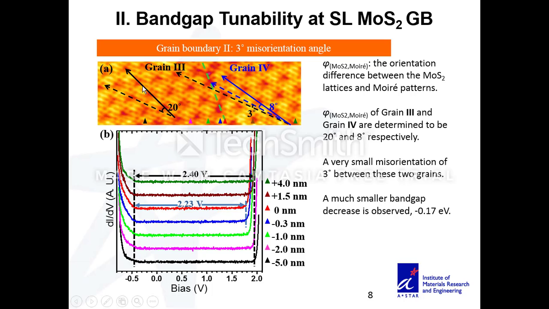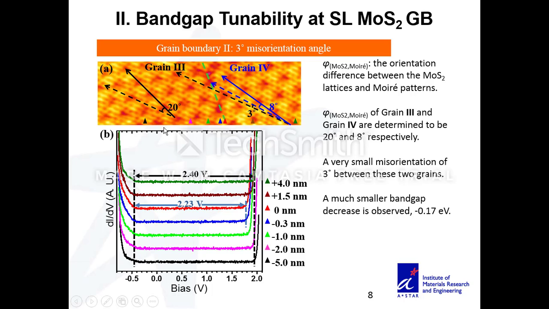And here is another typical green boundary. This one is difficult to find because you cannot see the bright protrusion at the green boundary, but it can be identified by the different moiré pattern. So, for example, here in this green strip, the orientation difference between the moiré pattern and the MoS2 cluster is 20 degrees, and at the right side it is only 8 degrees. And then a very small misorientation angle here, just about 3 degrees.